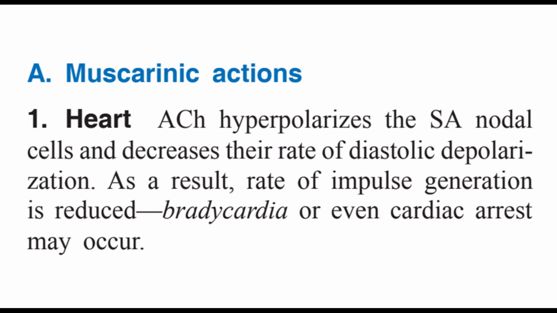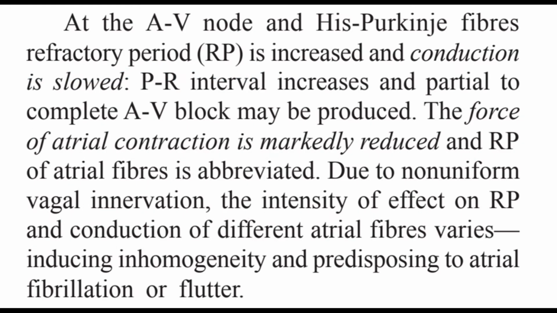So what are the muscarinic actions on the heart? Acetylcholine hyperpolarizes the SA nodal cells and decreases their rate of diastolic depolarization. As a result, the rate of impulse generation is reduced, and bradycardia or even cardiac arrest may occur. At the AV node and His-Purkinje fibers, the refractory period is increased and conduction is slowed. PR interval increases and partial to complete AV block may be produced.